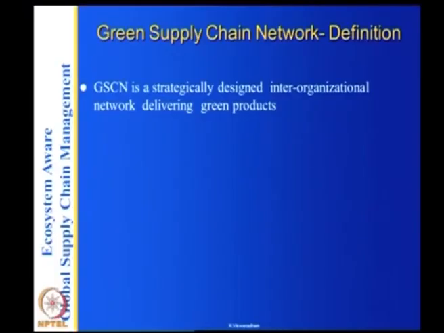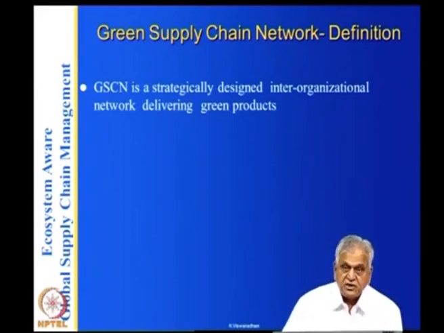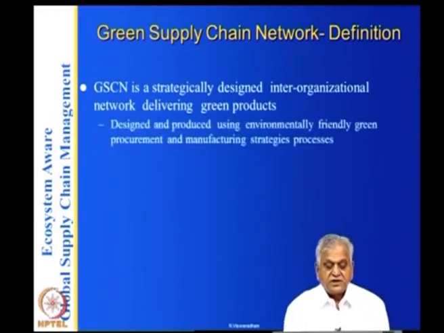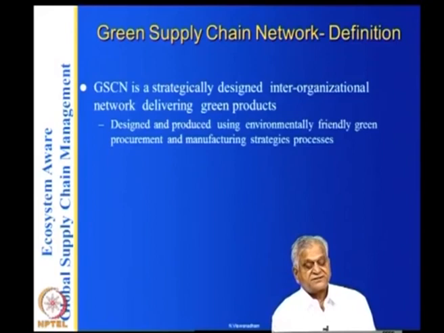So the supply chain design is basically, if you are designing network design, you have to take both of these into account. That's what our definition of the green supply chain is. It is a strategically designed inter-organizational network. GSCN is Global Green Supply Chain Network. It's a strategically designed inter-organizational network delivering green products designed and produced with environmentally friendly green procurement, manufacturing and strategic processes.